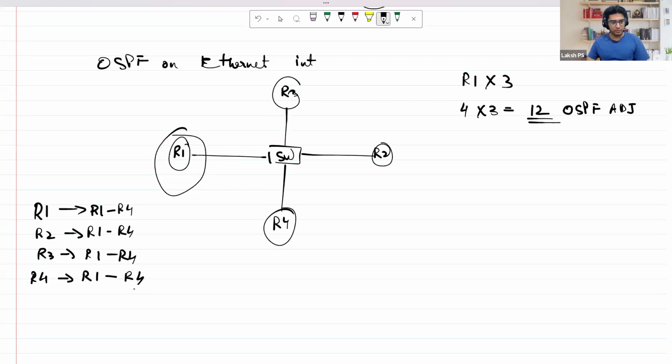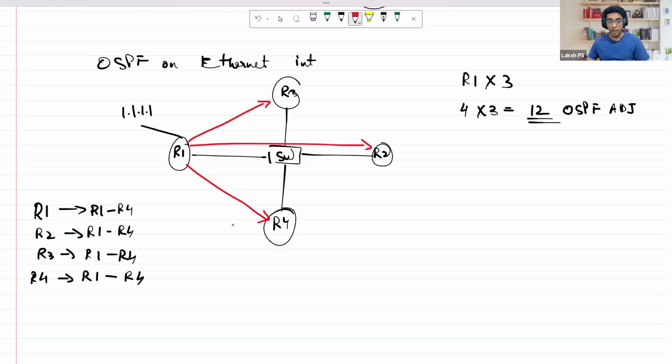Right? Any changes that happen between these four routers, for example, let's say I add one network over here, for example, 1.1.1.1. That is a kind of a change in the network, or that's an update for R1. What is R1 going to do? R1 will share this information with R2. It is going to share that information with R3. It is going to share that information with R4 as well. Now, as I said, one router is sharing that information with three routers.